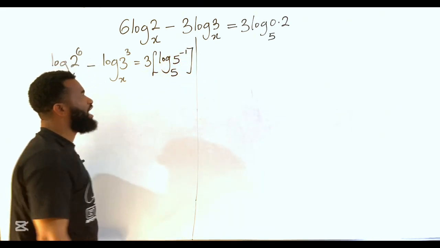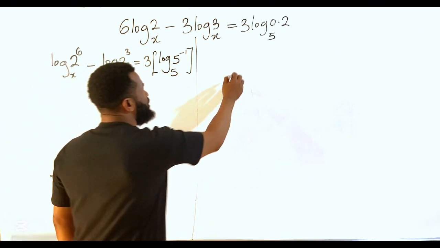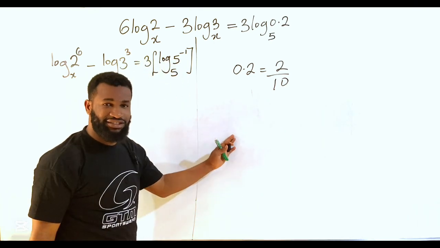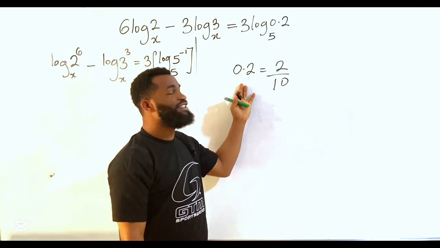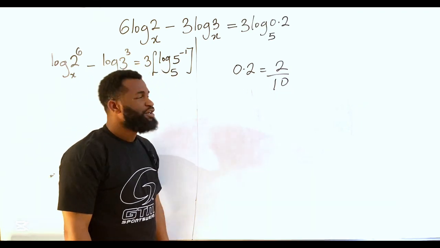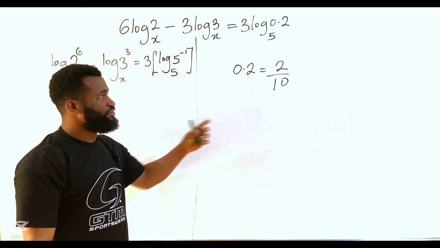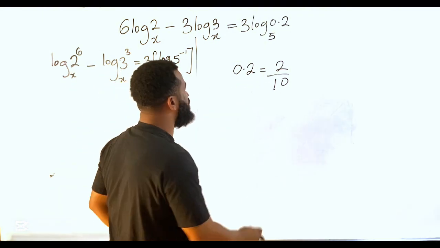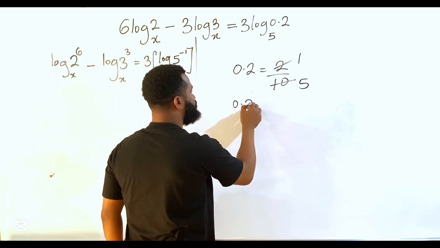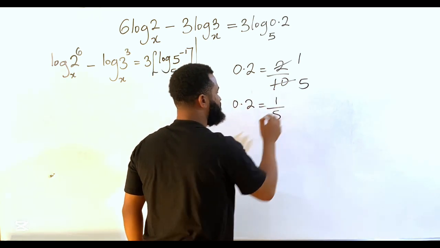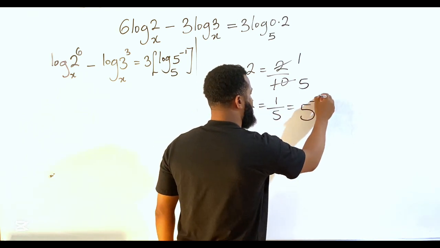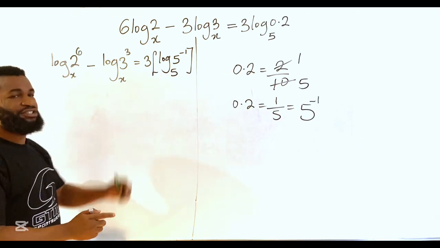I am sure somebody will say, how did you get that? Let me show you. 0.2 is the same as saying 2 all over 10. That is converting decimal to fraction. Many of you will say, that is for small children, but you can apply it in any big math. So this is what you do. 2 divided by itself is 1, 10 divided by 2 is 5. So 0.2 is the same as 1 all over 5, and 1 over 5 is the same as saying 5 raised to power minus 1. And that is why I jumped to this part.